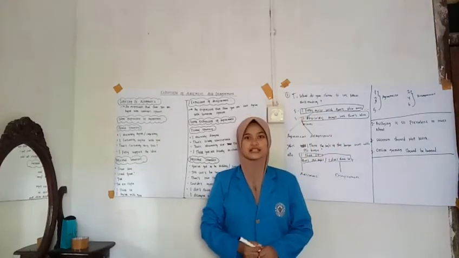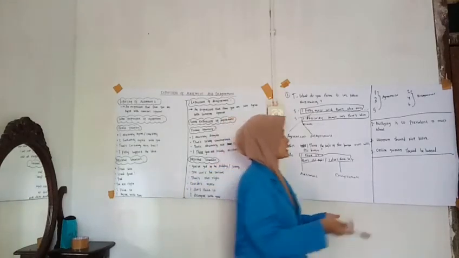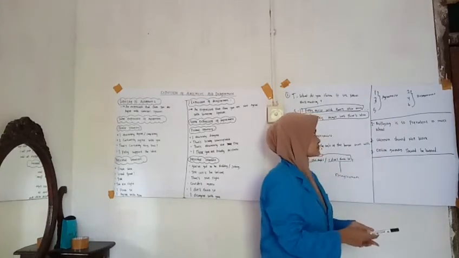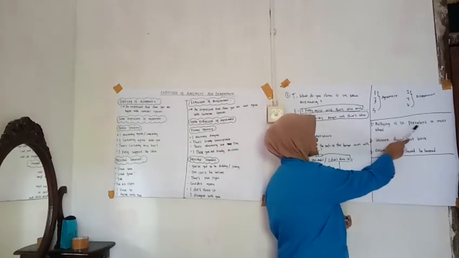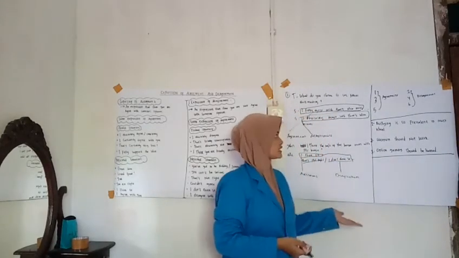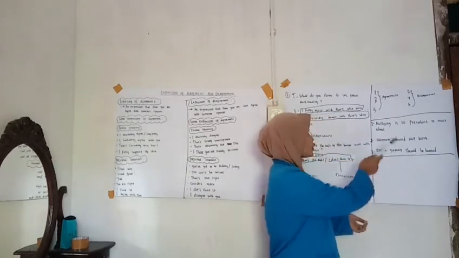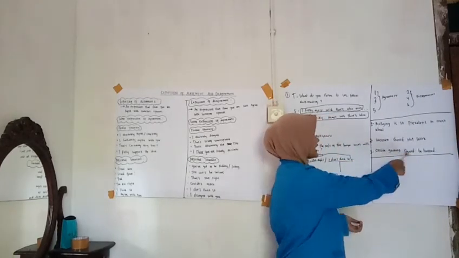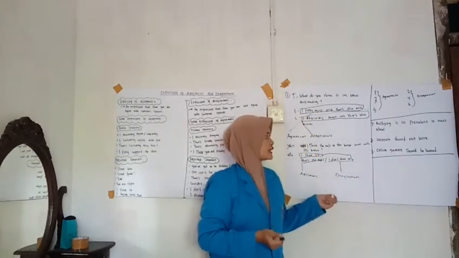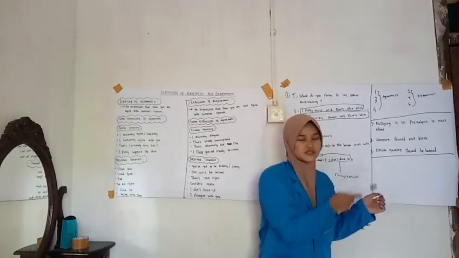Next week, we are going to debate, and the first presenters will be Group 1 and Group 2. Your statement is: bullying is so prevalent in most schools. And the next presenters are Group 3 and Group 4. Your statement is: women should not work. And the last presenters are Group 5 and Group 6. Your statement is: online gaming should be banned.